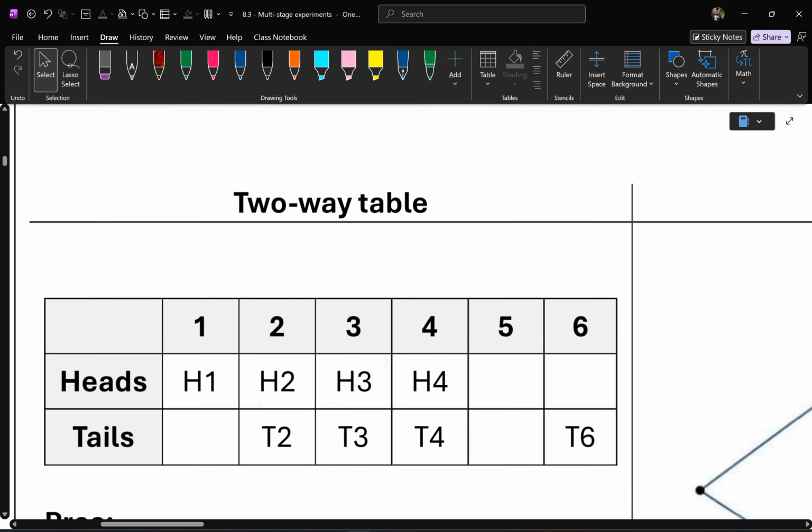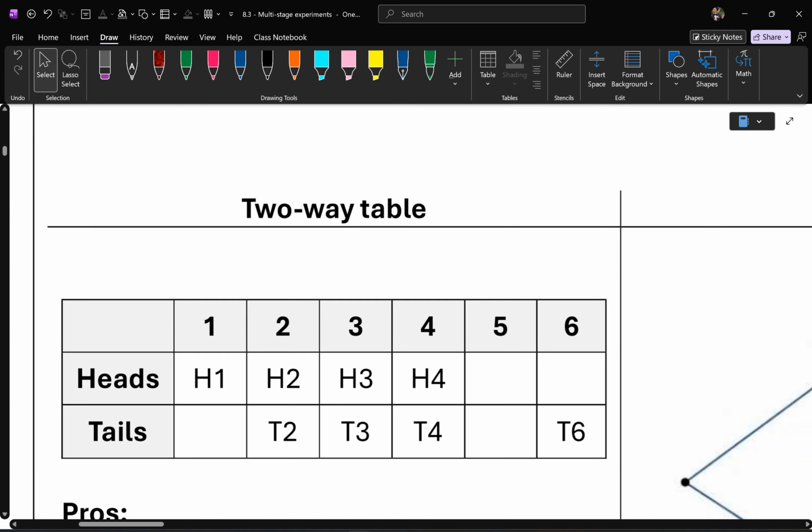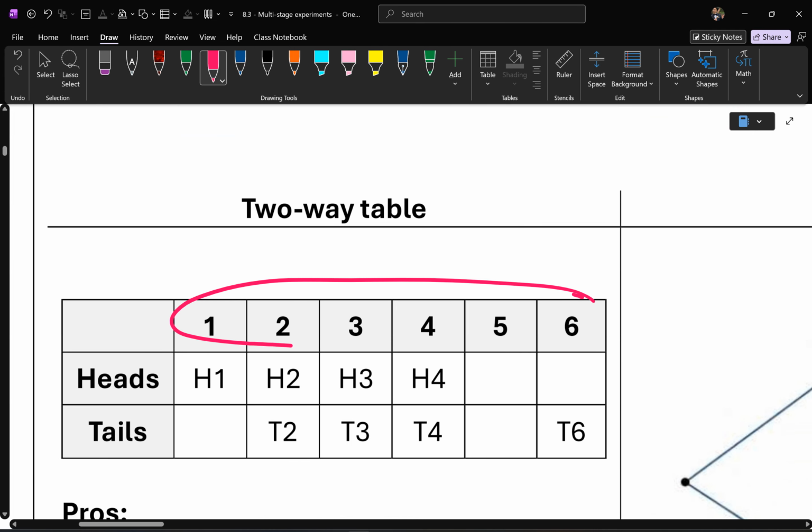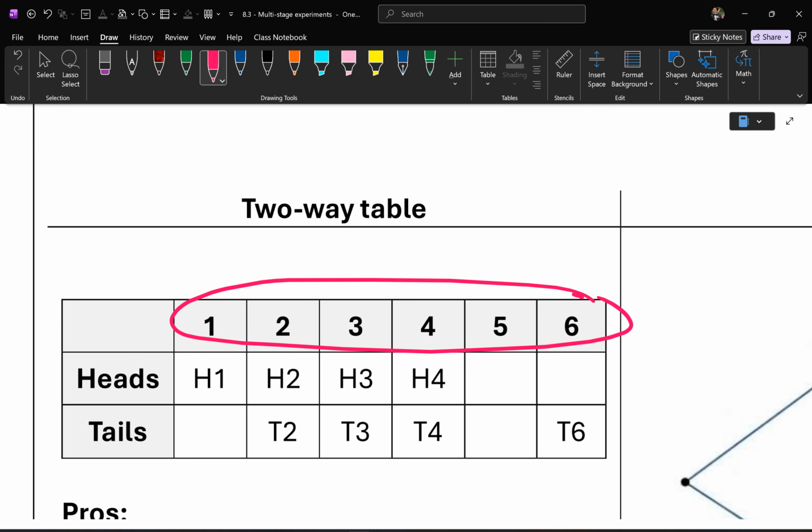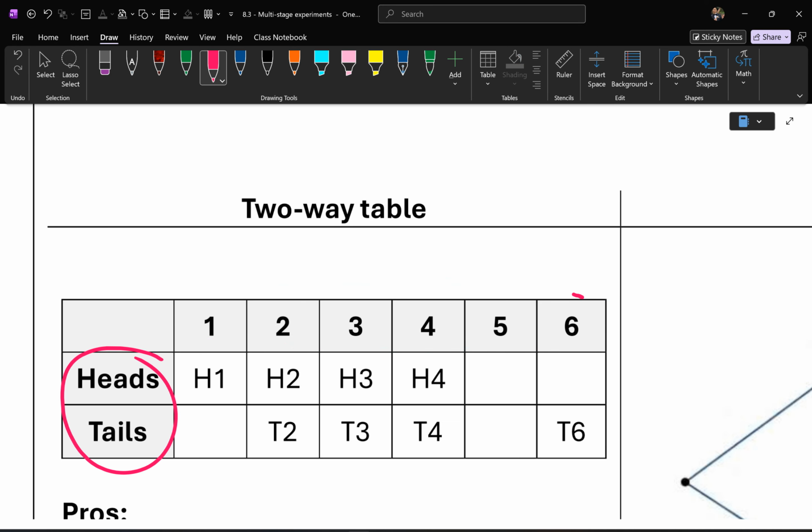A two-way table, you literally list 2 options. So rolling a dice is up here, 1, 2, 3, 4, 5, 6. Flipping a coin is heads or tails down there. So together, the possibilities that you can get is you might get heads and then a 1. Okay, so let's have a look.